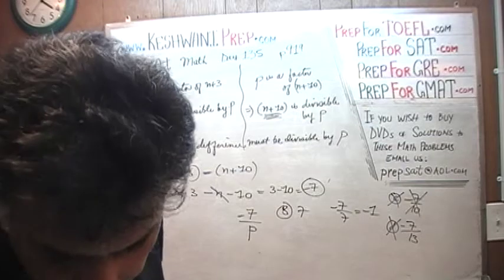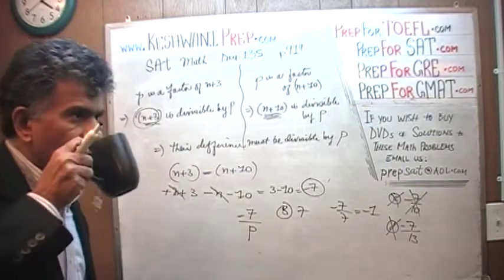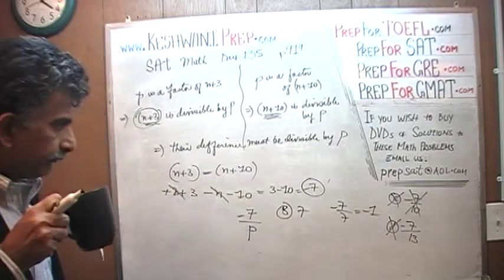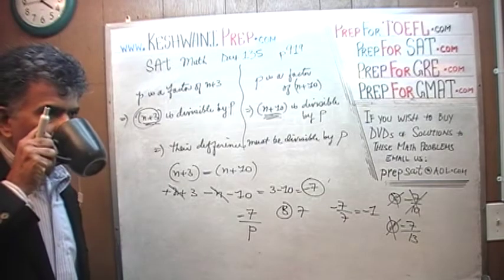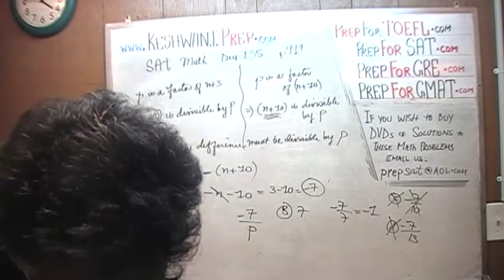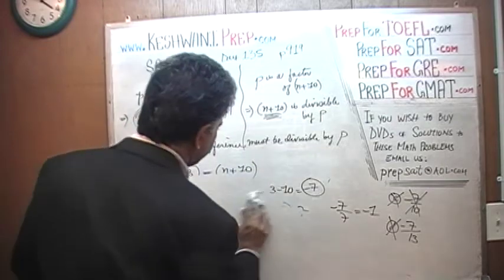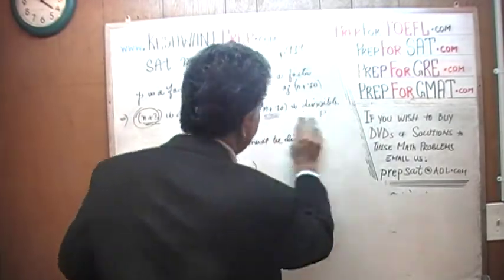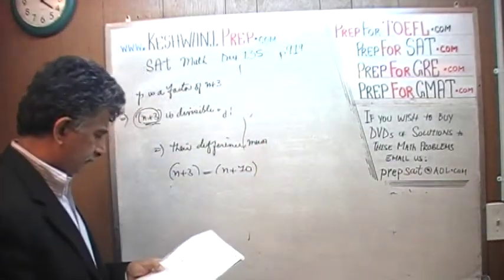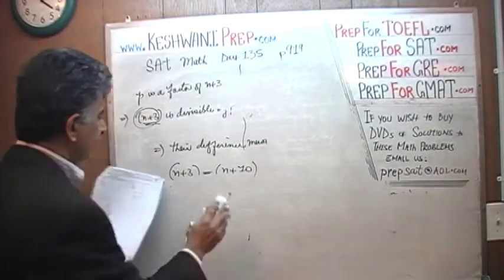Let's do number 15, shall we? Number 7. No, not number 7. Where does 7 come from? I don't know. Number 15.